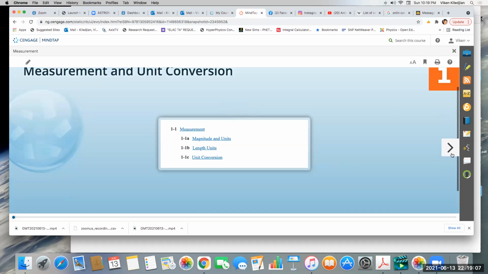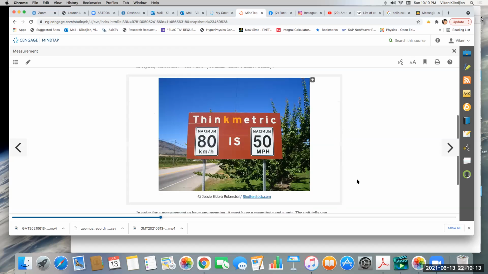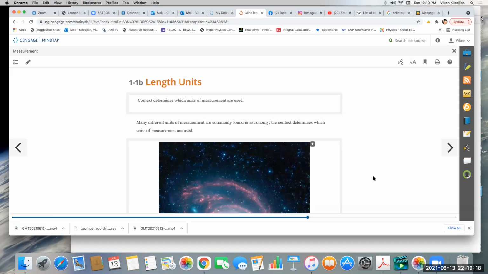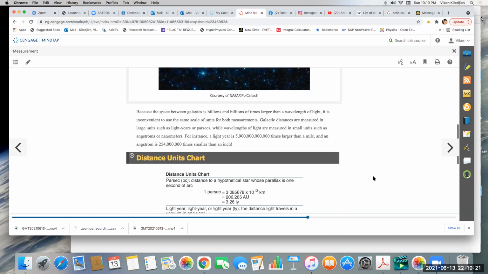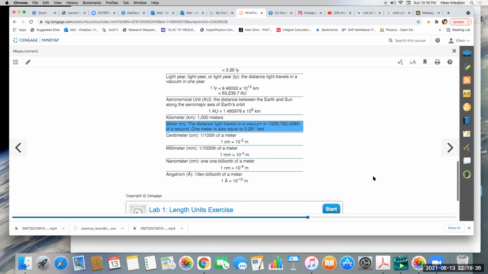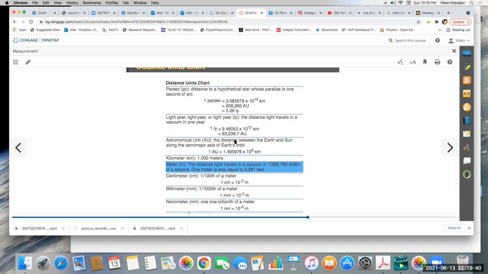You can just hit the next button here. At first, it gives you a little bit about measurements and units, and you can read that. Length units. It gives you a little bit about distance units measured in astronomy, particularly the parsec, which is equal to 3.26 light years, the light year, which is 63,000 AUs, and the AU, which is the distance between the Earth and the Sun. And then there's kilometers.